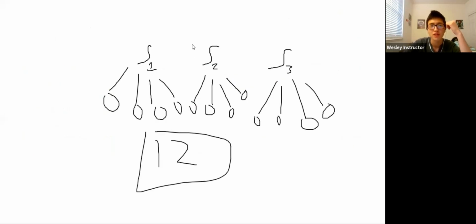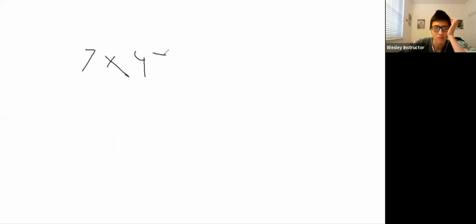All right, so the first one. Suppose I have 7 shirts and 4 ties. How many shirt and tie outfits can I make? This one's pretty simple. 7 times 4 is 28. I have 28 options.